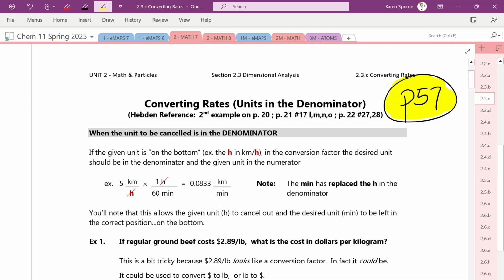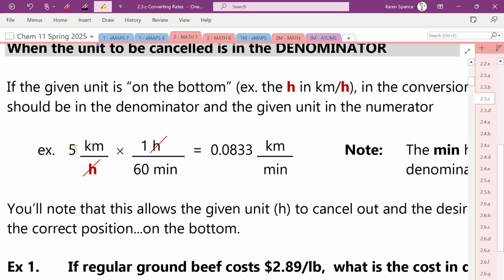Sometimes you will be given a rate. A rate is something where you have a number on the top and a unit on the top, a number on the bottom, and a unit on the bottom. And you'll be asked to convert it, say going from meters per second to miles per hour. This gets a little more complicated than it was before. So let's say we had 5 kilometers per hour, and we wanted to change that. So we want to go from kilometers per hour into kilometers per minute.